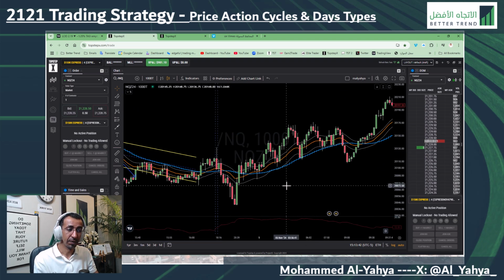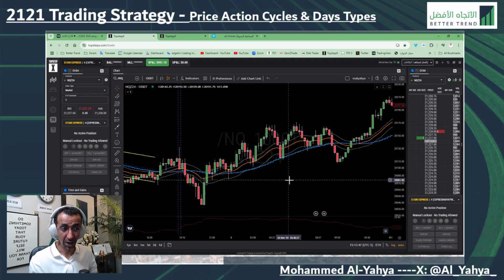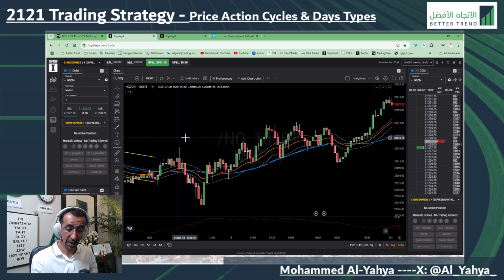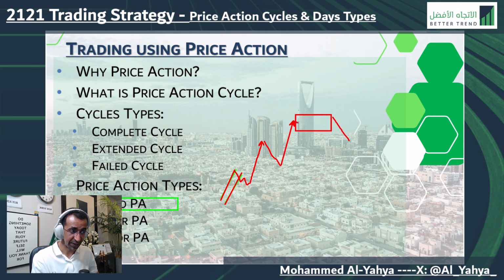Now, this is the price action. So we have the price action. We understand the complete cycle, extended cycle, failed cycle, and the price action types. We talk about the micro, the small one: channel, small, micro, break, leg 1, leg 2, trading range, and reversal.